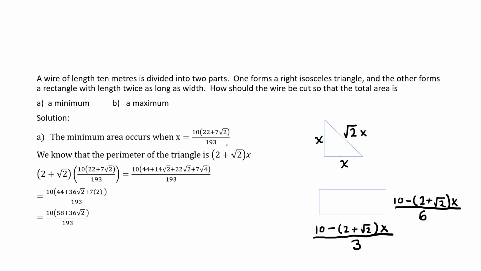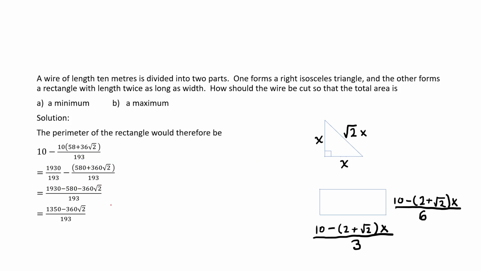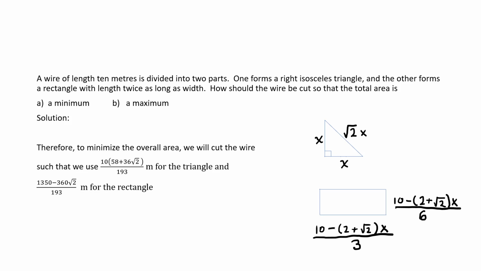But again, we know that the perimeter of the triangle is 2 plus root 2 times x. So multiplying that quantity by 2 plus root 2, which basically means distributing into the numerator as we know how to do, what we would ultimately get is 10 times 58 plus 36 root 2 over 193. And the perimeter of the rectangle would be 1,350 minus 360 root 2 all over 193. And so to minimize the overall area, we would cut the wire such that we use this many meters for the triangle and this many meters for the rectangle.